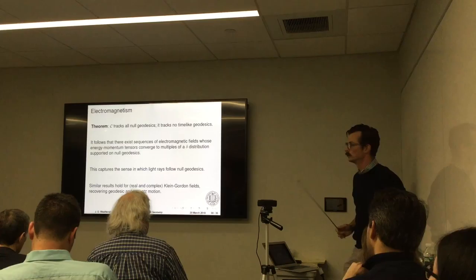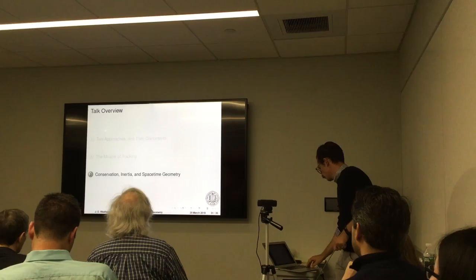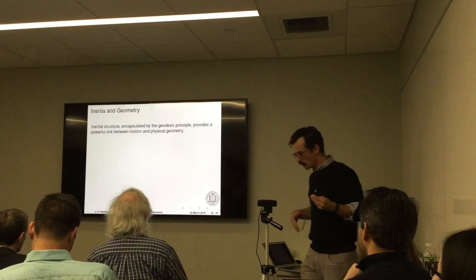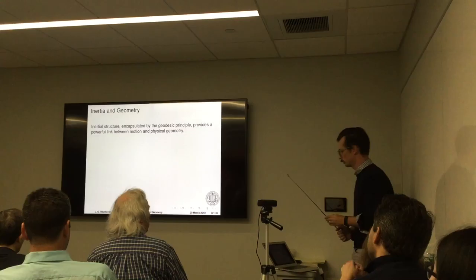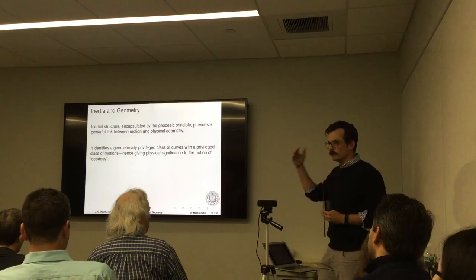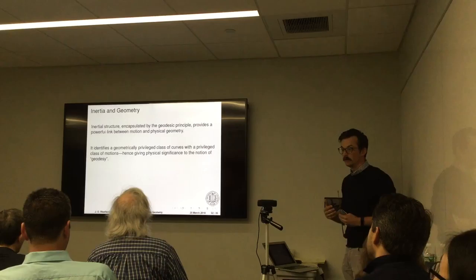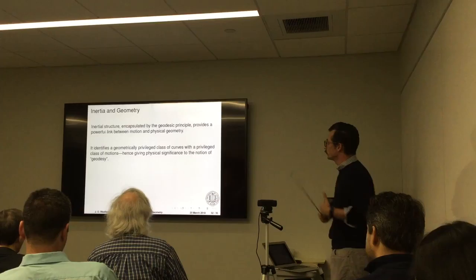Okay. Now, let me very briefly say how I take all of this to relate to the philosophical question about what it means to talk about space-time geometry in the beginning. Recall that I made this remark, that inertial structure encapsulated by the geodesic principle provides a kind of link between motion and physical geometry. It does so by identifying a geometrically privileged class of curves with a physically privileged class of curves, or a class of motions associated with a certain class of bodies. And it gives a kind of physical significance to the notion of geodesy as a geometrical notion.